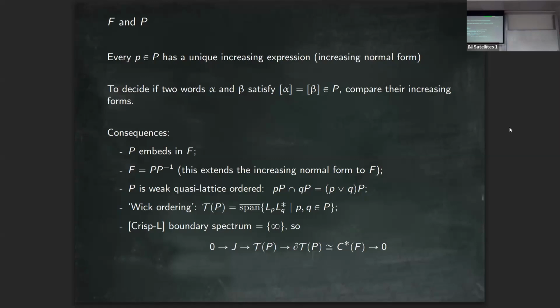We need to change the problem. The problem is that things work nicely when the monoid has a big boundary. This monoid doesn't have a big boundary. There's only one point in the boundary. So there's no advantage in considering this algebra, just really considering an extension of the group algebra.